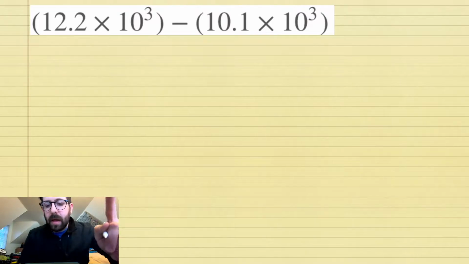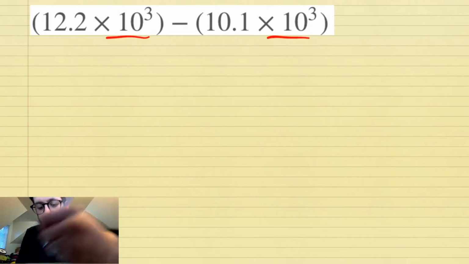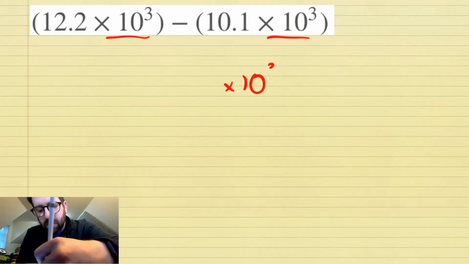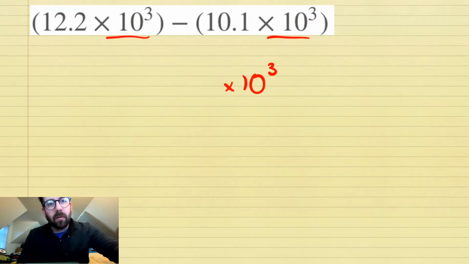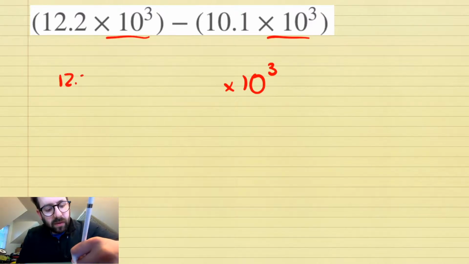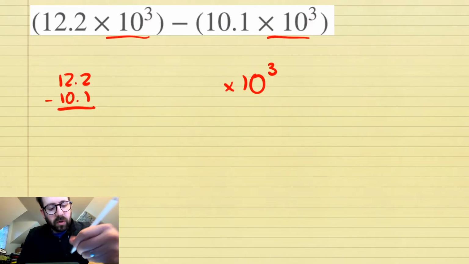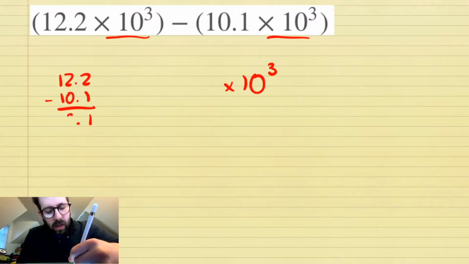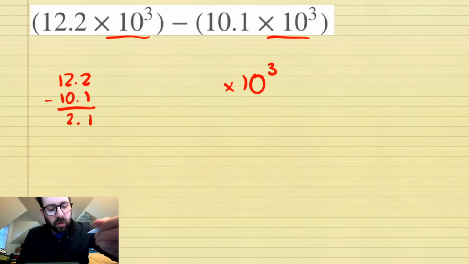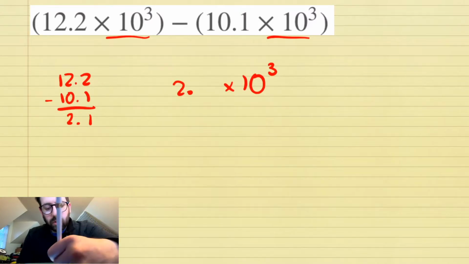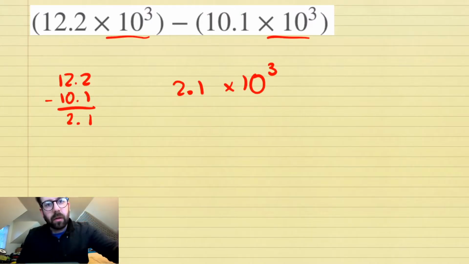Okay, second problem. In this one, we have to make sure we are subtracting, so we have to make sure the powers of 10 are the same, which they are. So the label stays the same, 10 to the power of 3, or 10 cubed. When you subtract, you take the leading coefficients, which are 12.2 and 10.1, and subtract them. Subtracting straight down, 2 minus 1 is 1, 2 minus 0 is 2, and 1 minus 1 is 0. So my answer is 2.1 times 10 to the 3rd.